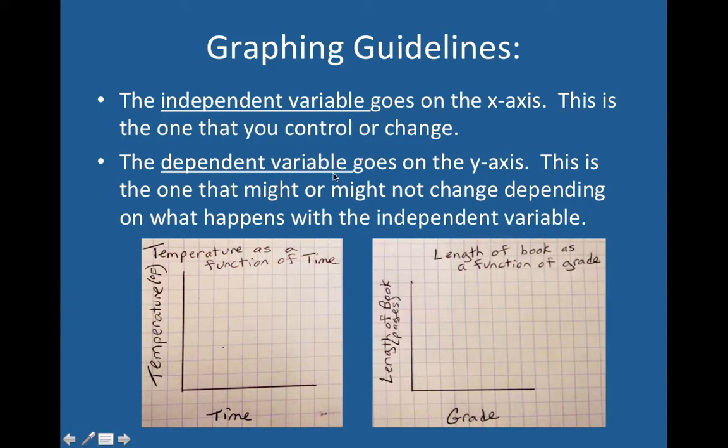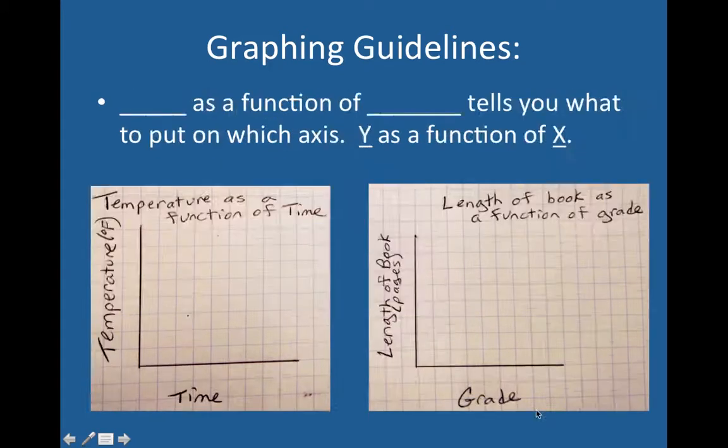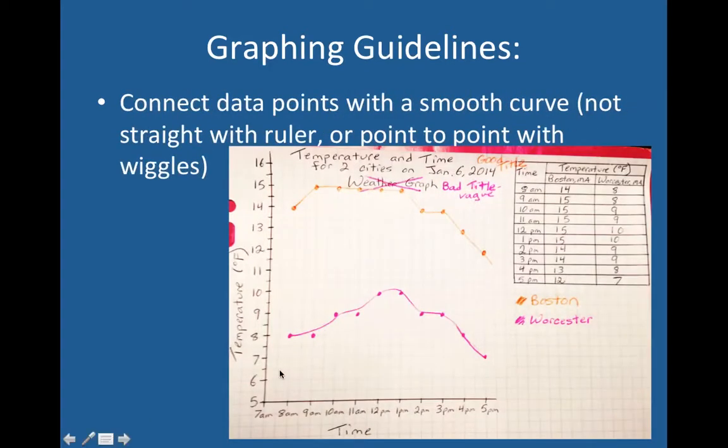That variable, the one that goes on the y, is called the dependent variable. This is the one that might or might not change depending on what happens with the independent variable. So for instance, if you change grade levels from 6th to 7th to 8th, maybe you read longer books, maybe you read shorter books, or maybe there's no effect. So grade is the one that you're definitely changing. Length of book is the one that might or might not change depending on what happens with this variable here. Going back to my weather graph, temperature was the dependent variable and time was the independent variable.